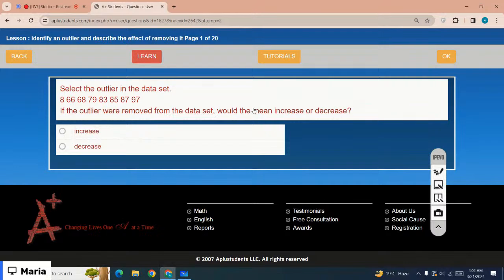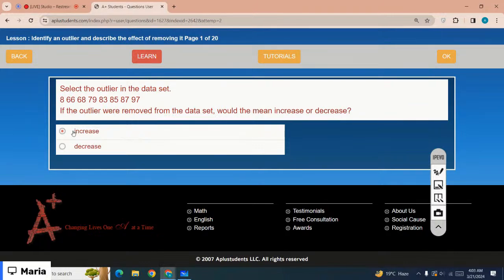8 is the outlier, right? Because the rest of the numbers are two digit numbers. They start from 66 and go up to 97. So 8 is too small and a one digit number. 8 is the outlier, and it is the smallest of the numbers. That means if you remove the 8, the mean is increased. The correct option is increased because you now have bigger numbers. So the mean is increased.